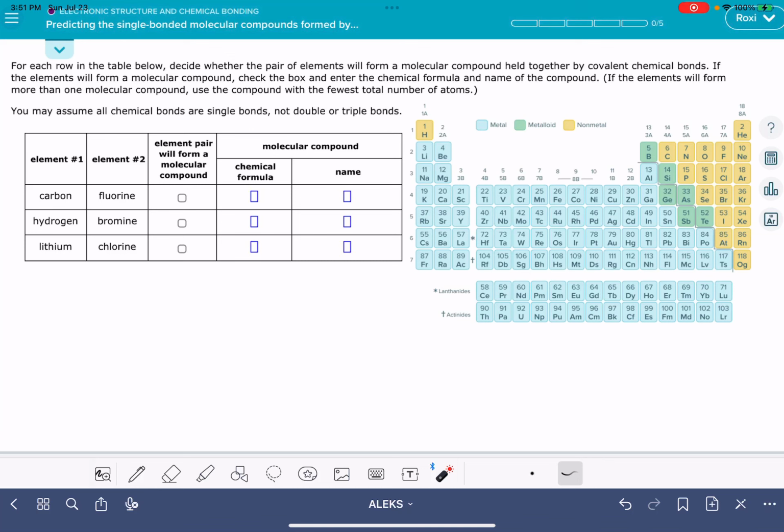In this video, I'll be solving the ALEKS problem called predicting the single bonded molecular compounds formed by two elements. The first thing that we have to do for each pair of elements is determine whether or not the pair is going to form a molecular compound. Molecular compounds are formed between two nonmetals. So in order to form a molecular compound, the two elements both need to be nonmetals.